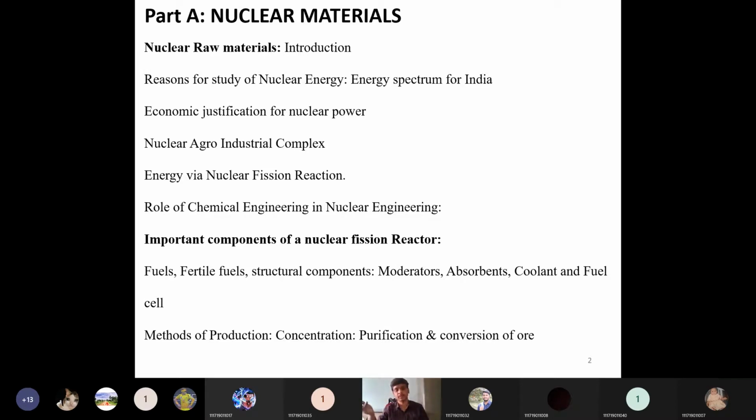Then methods of production of nuclear material like uranium, thorium, plutonium, neptunium. All of these will be present on the earth only as trace elements, in very trace concentrations.